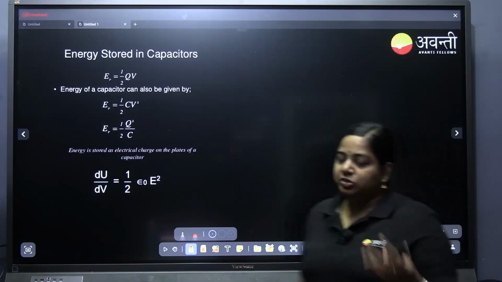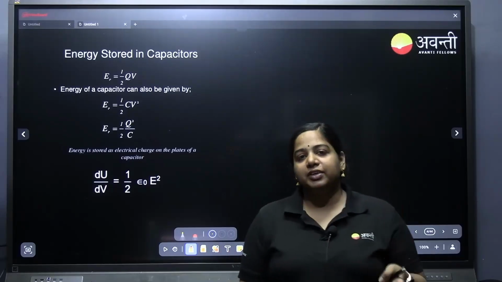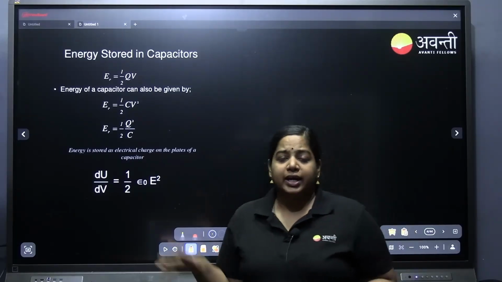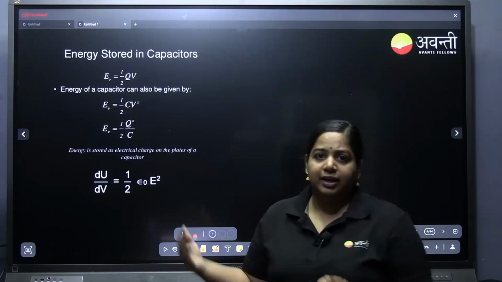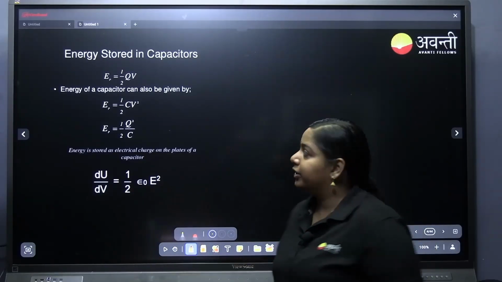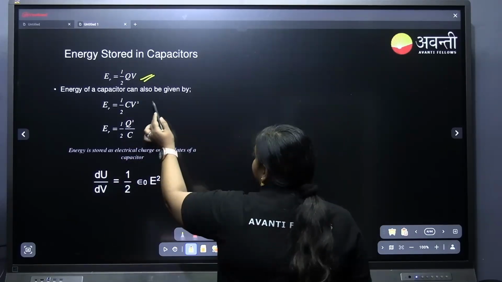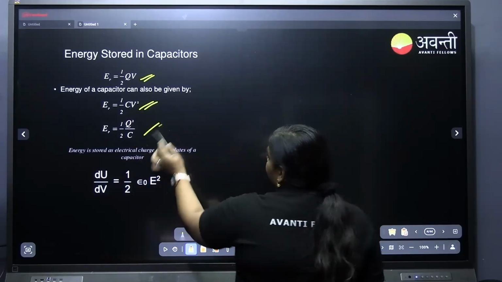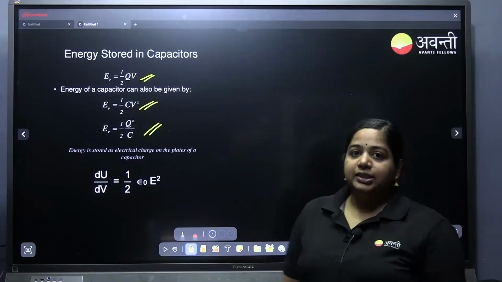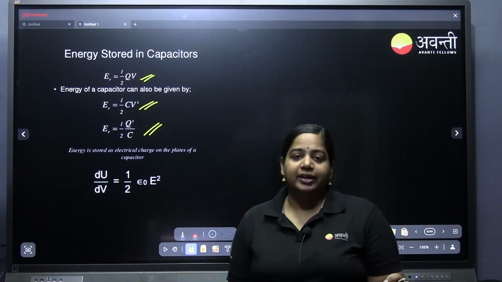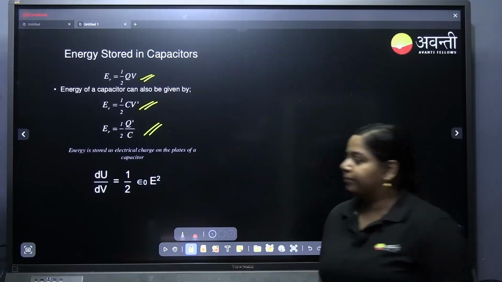Next is energy stored in a capacitor. Based on the previous formula only, we derived this when you were studying this chapter. The energy stored in a capacitor is half QV, or it can be written as half CV square, or half Q square by C. These 3 formulas we can use to find the energy stored in a capacitor.